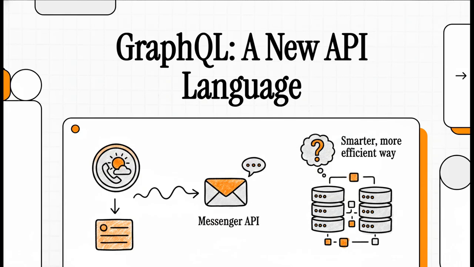Every single time you refresh your social media feed or check the weather on your phone, you're using something called an API. It's basically the messenger that fetches data from the internet for all our apps. And for a really long time, there was a standard way of doing this. But what if there was a smarter, way more efficient way for our apps to talk to servers?